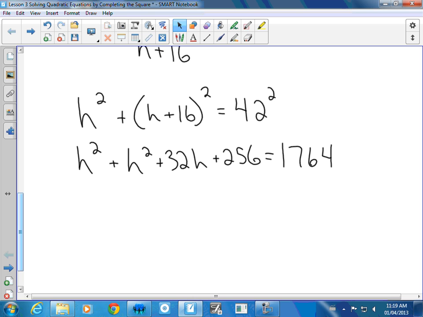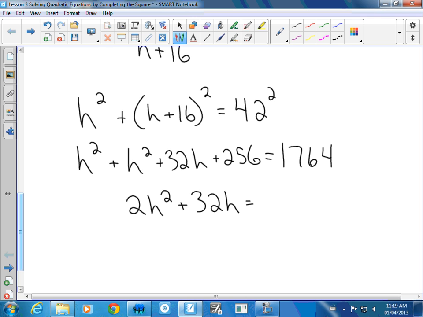Now, how do we solve for this? Is there anything we can combine? Oh yeah, sure, why not? We can put the h squared together, right? What's h squared and h squared? 2h squared plus 32h equals 1764. Well, that's not bad. That's a little bit easier for starters.